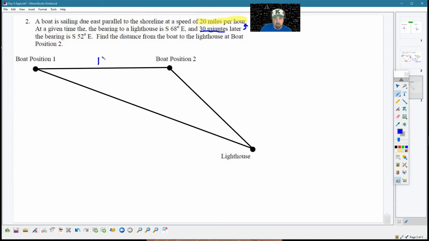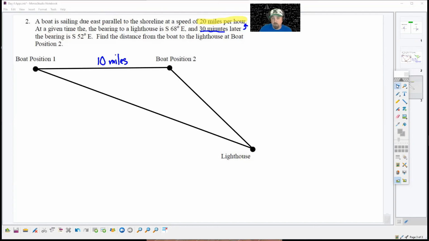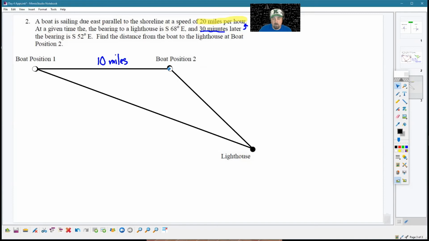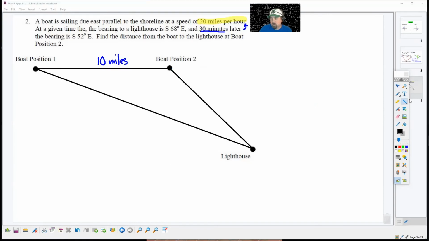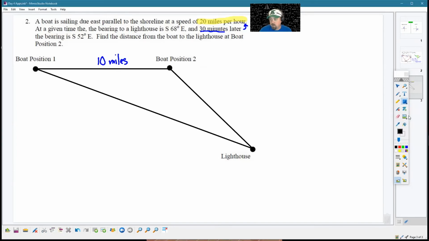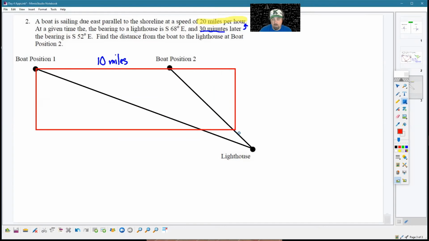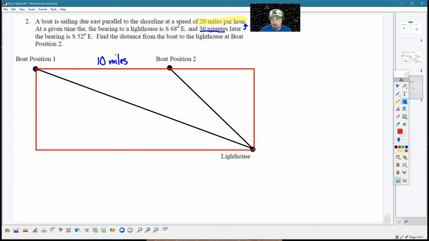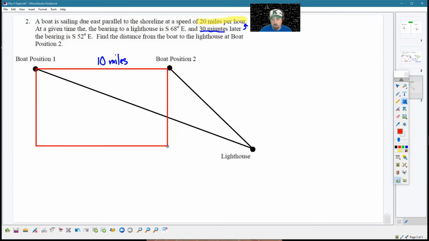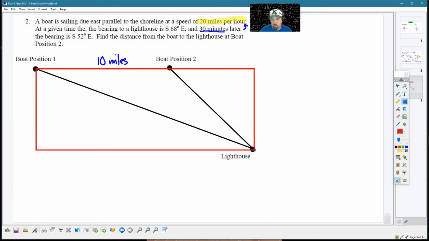So we know the boat traveled 10 miles here. Now, to figure out some of our angles here, what we are going to do, we're going to draw our rectangle around this thing like we did on the last one and see if we can put everything in its right spot. So I'm going to put it in red so it looks a little different. We're going to go all the way to, let's go to the boat. We'll go all the way to the lighthouse. We'll make it work.